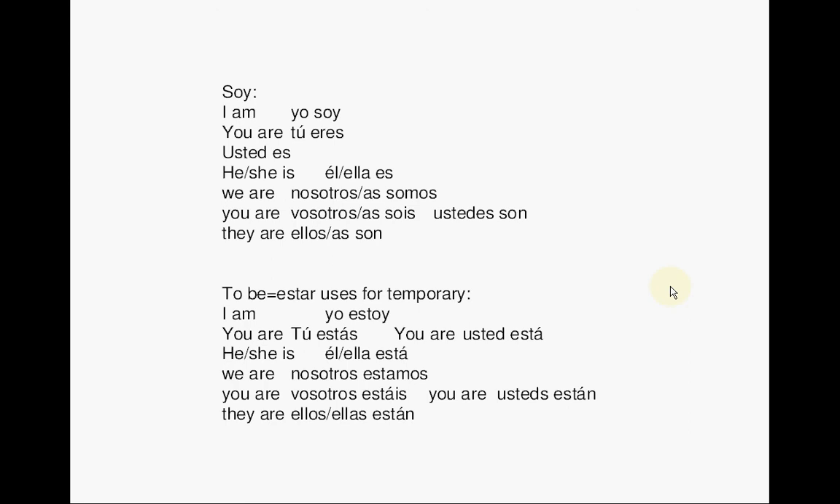Now repeat after me. Yo soy. Tú eres. Usted es. Él es. Ella es. Nosotros somos. Nosotras somos. Vosotros sois. Ustedes son. Ellos son. Ellas son.